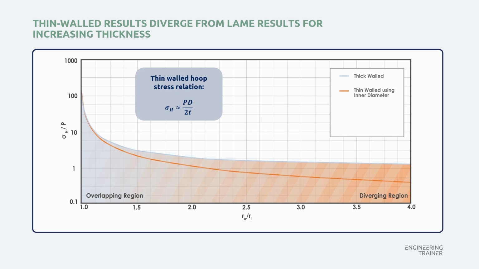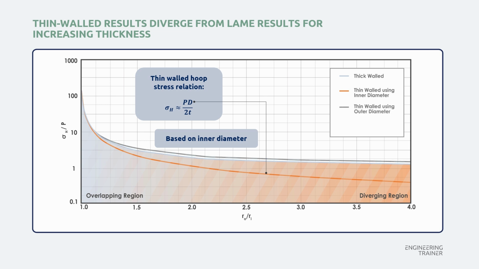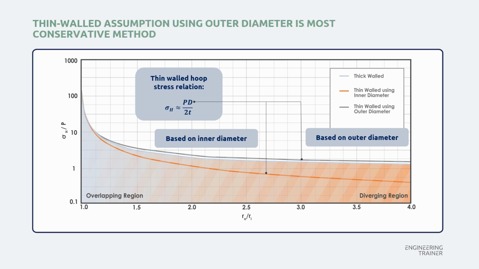Now, there is a subtlety we would like to address. The line for the thin-walled equation shown here was determined by using the inner diameter in the thin-walled equation. If we use the outer diameter, the result is a line that is closer to Lemay's results, but still diverging. It's also important to note that using the inner diameter provides lower stresses than Lemay, so it underestimates the stresses, while using the outer diameter gives higher values than Lemay. So this would slightly overestimate the actual stress. We could say that using the thin-walled relation using the outer diameter would provide conservative results.